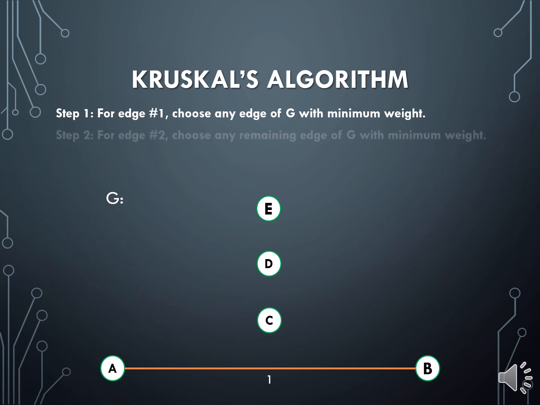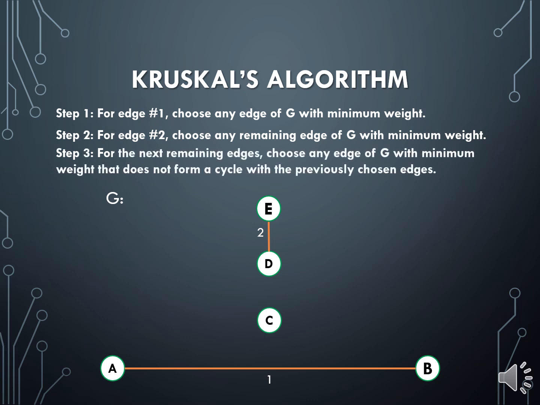For step number 2, we choose any remaining edge of G with the minimum weight. Hence, we can choose the edge DE, which has a weight of 2. For the following steps, we choose the rest of the edges based on the following conditions. We pick any edge of G with the minimum weight that does not form a cycle with any of the previously chosen edges. Thus, we can safely choose the edge CB, which has a weight of 3, and lastly, choose the edge AD, which has a weight of 4. We now have a minimum spanning tree for this graph G.